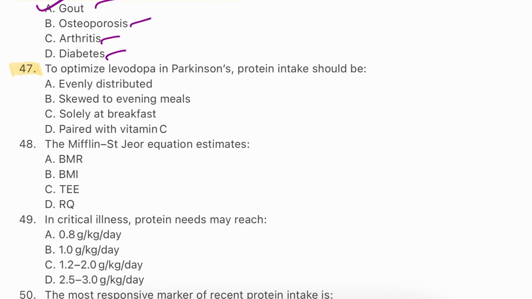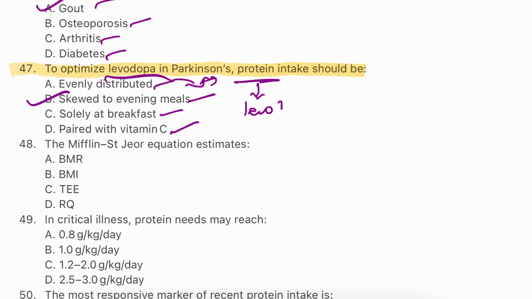Question number 47. To optimize levodopa in Parkinson's, protein intake should be evenly distributed, skewed to evening meals, solely at breakfast, paired with vitamin C. The answer will be skewed to evening meals. Evening protein avoids daytime competition with the levodopa. Levodopa is a drug which is given to Parkinson's patients. There is high protein intake. It will drop the efficiency of levodopa. So giving less protein is required here.